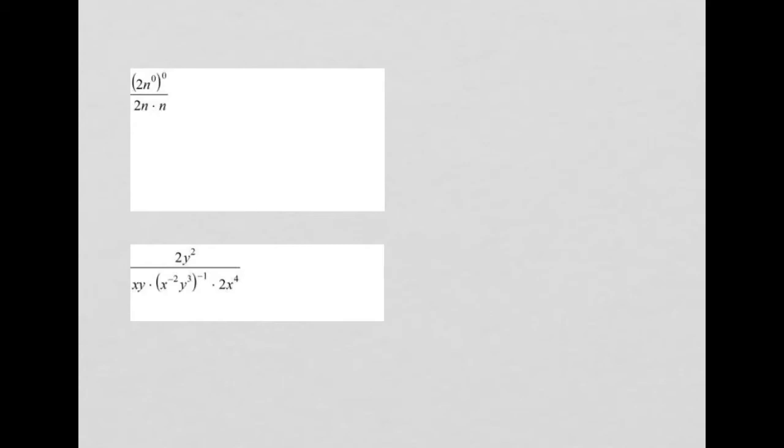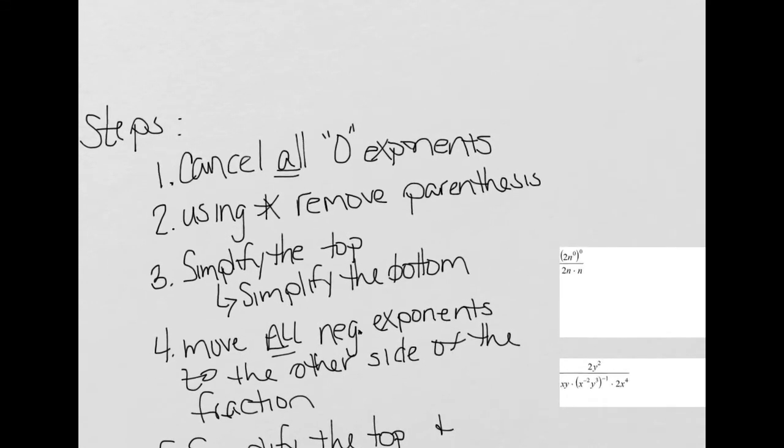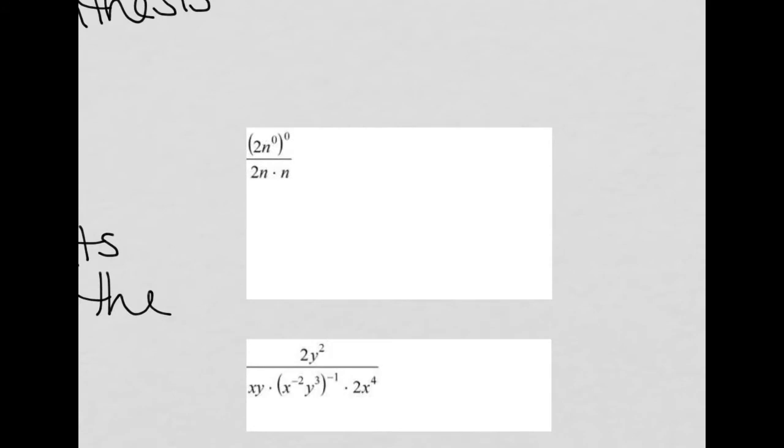23-3. We are going to do a quick note section on simplifying exponent expressions. Step number 1, cancel out all zero exponents. So when I look at number 1, that means everything to the zero exponent will be canceled out.